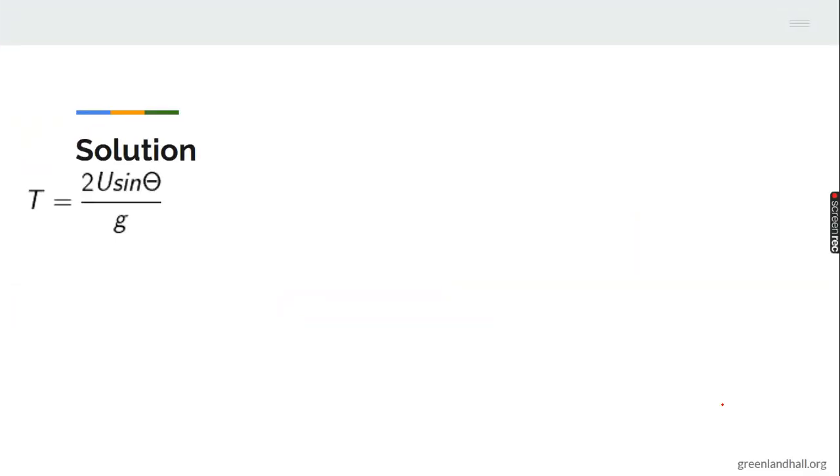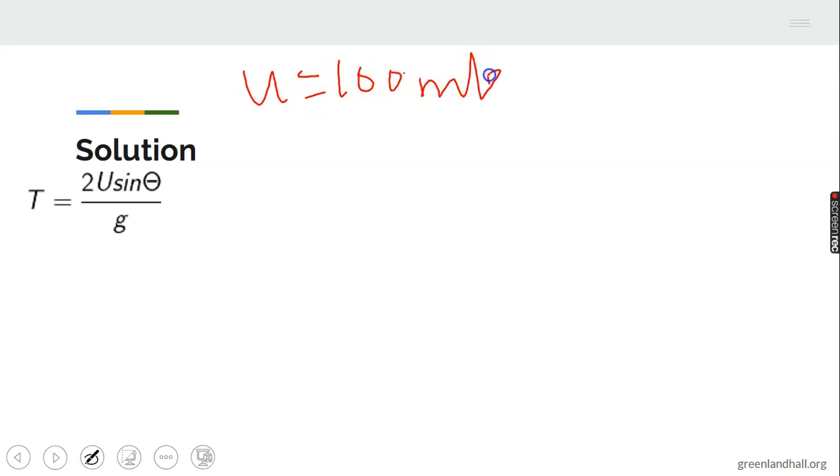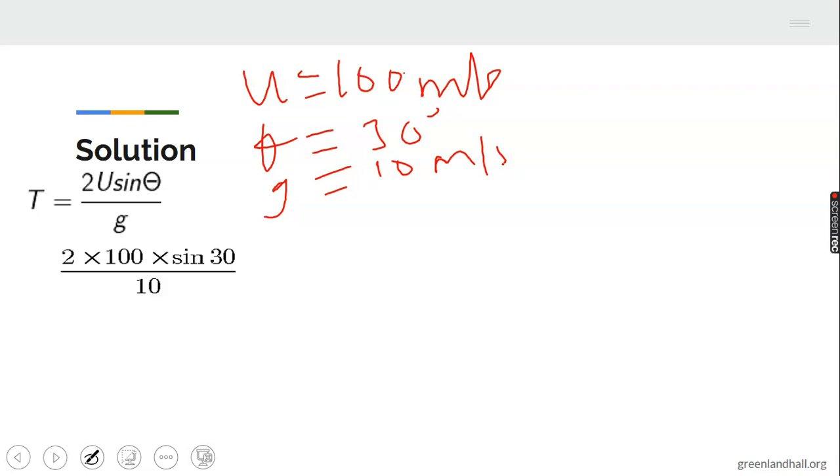Once you know the value for u, which is 100 meters per second, and theta is equal to 30 degrees, every other thing, we know g to be 10 meters per second squared, then you slot in your values there to get your time of flight. Now, 2 times our u, which is 100, 2 times 100 times sine of theta, which is 30.